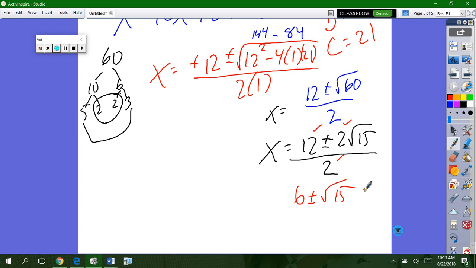Is it the same answer? Should it be the same answer? Yeah, because it's the same freaking equation.